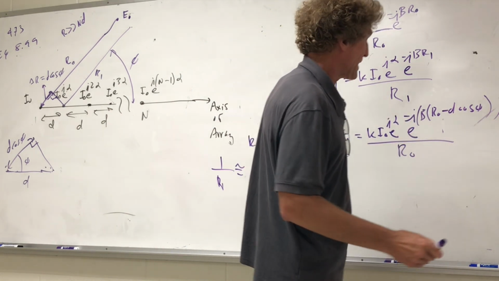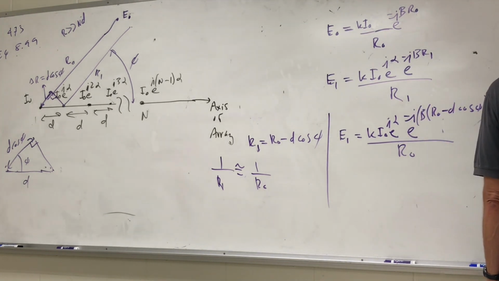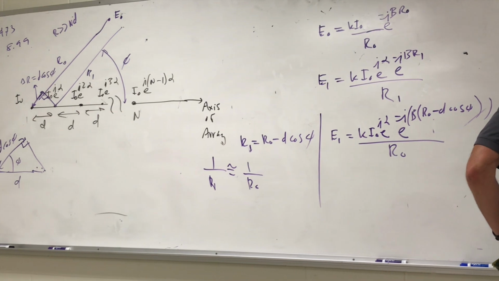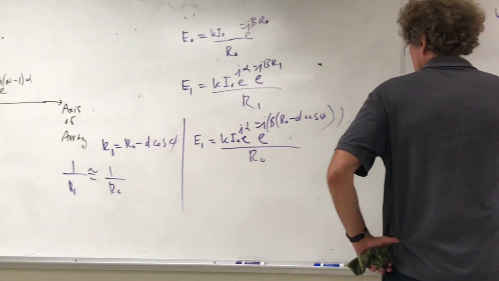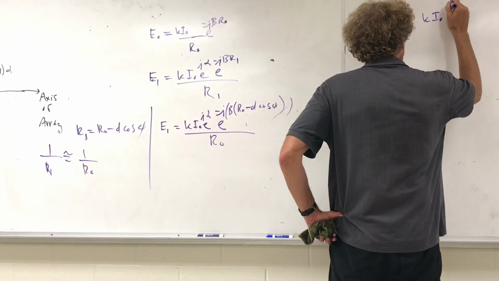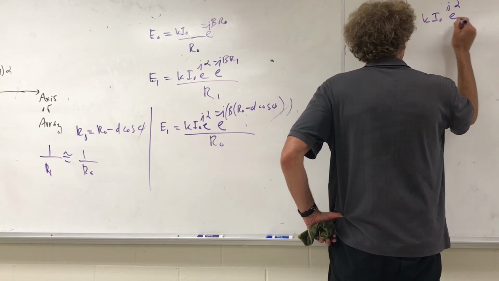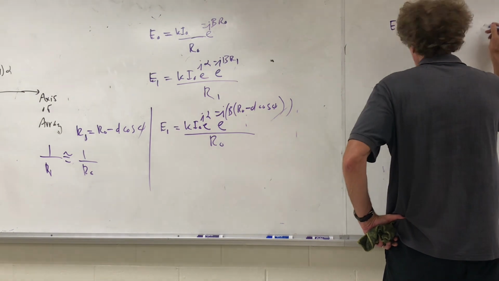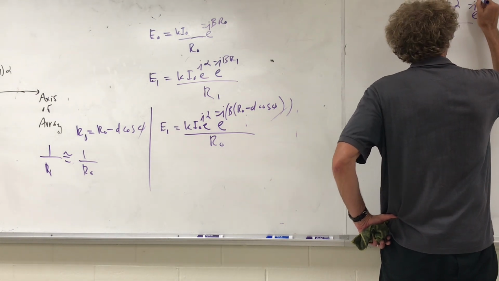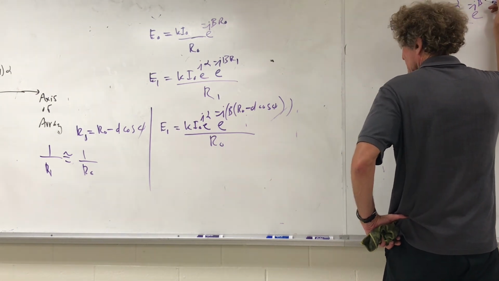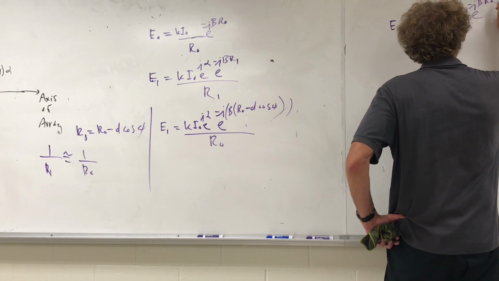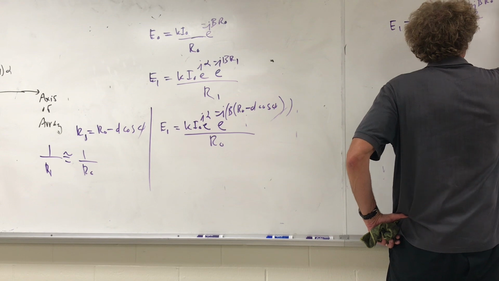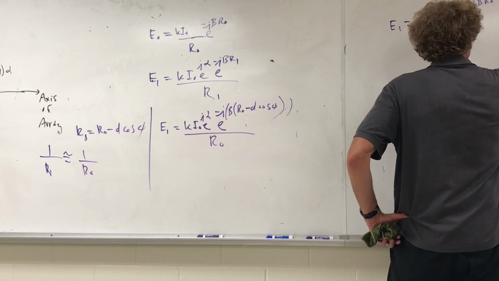I'm going to expand that. That means E1 itself is equal to some K I naught e to the j alpha over R naught, or R, and then I'm going to get e to the minus j beta R naught, times e to the plus j beta D cosine of phi.